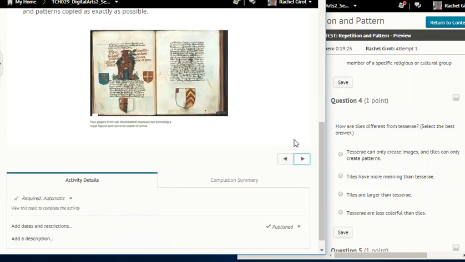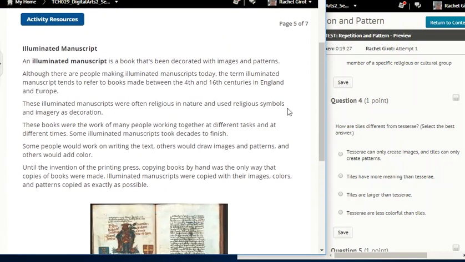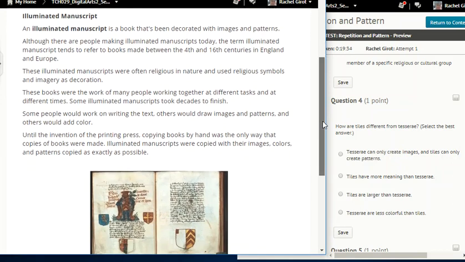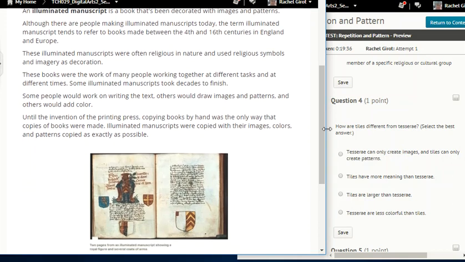Illuminated Manuscript. An illuminated manuscript is a book that's been decorated with images and patterns. Although there are people making illuminated manuscripts today, the term illuminated manuscript tends to refer to books made between the 4th and 16th centuries in England and Europe. These illuminated manuscripts were often religious in nature and used religious symbols and imagery as decoration.